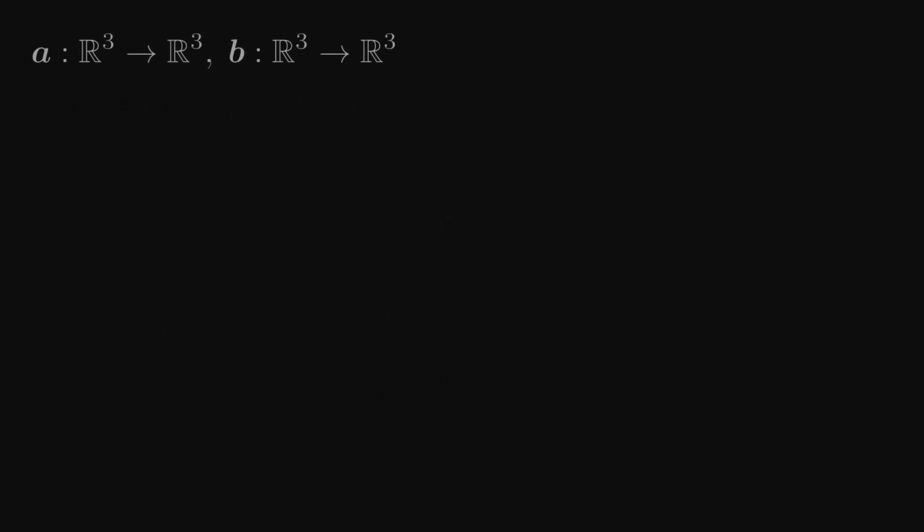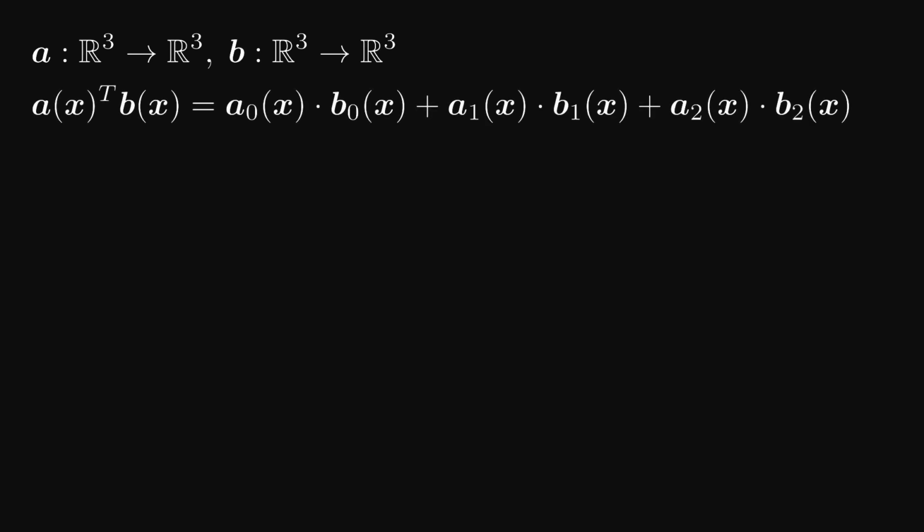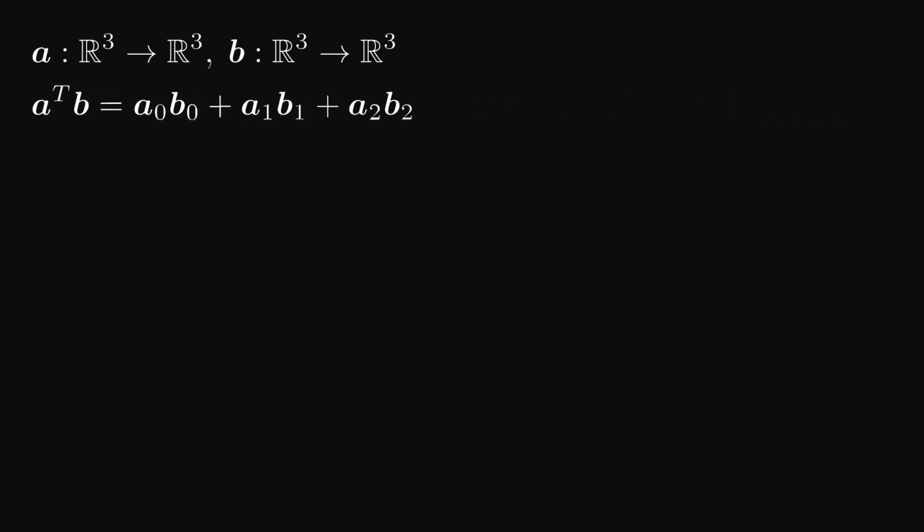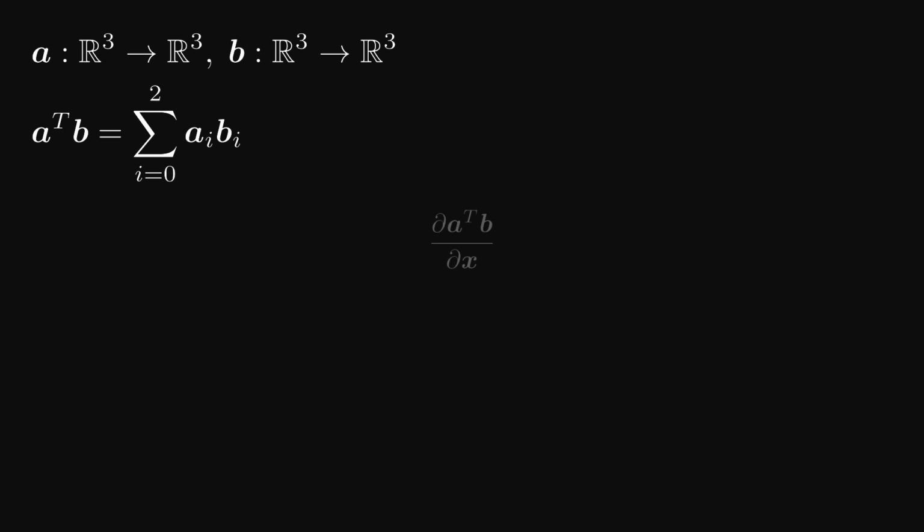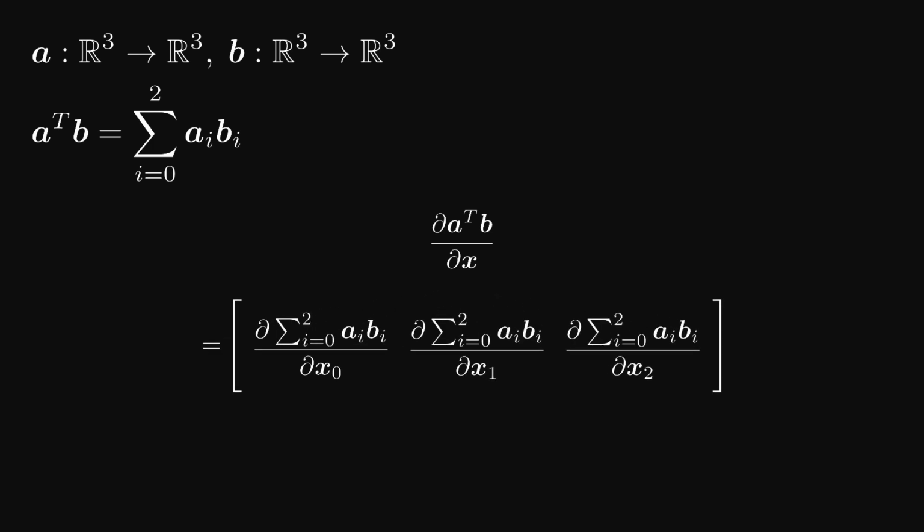For this, we need two vector functions instead of just one. Here I use a and b. The dot product is defined like this. For readability, I will drop the dependence of x. The expression can be rewritten using sum notation. With that, the derivative can be rewritten too. Because the dot product only produces a single value, there exists only one row in the Jacobian matrix. Each column, the dot product is derived with respect to a different entry of x.